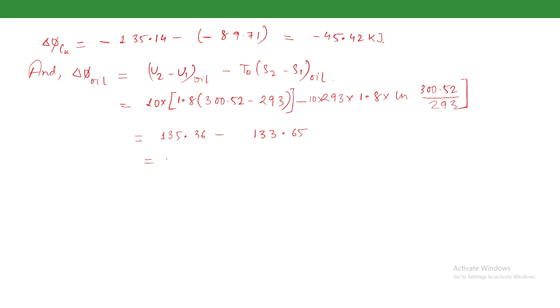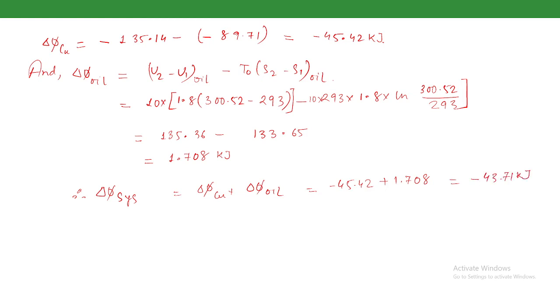So this value comes out to be 1.708 kilojoule. Therefore, change in available energy of the system is equal to change in available energy of the copper plus change in available energy of oil. So this is minus 45.42 plus 1.708. So this value comes out to be minus 43.71 kilojoule.